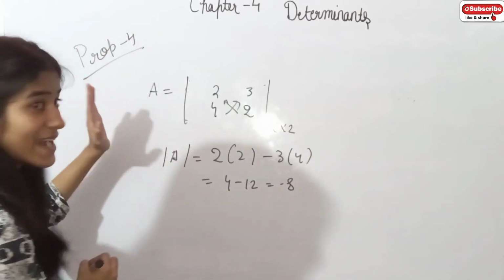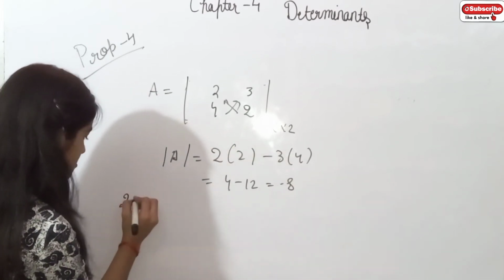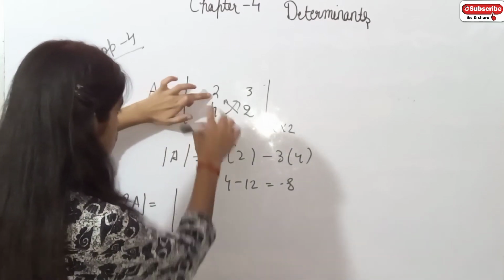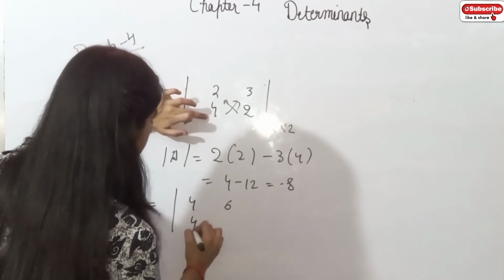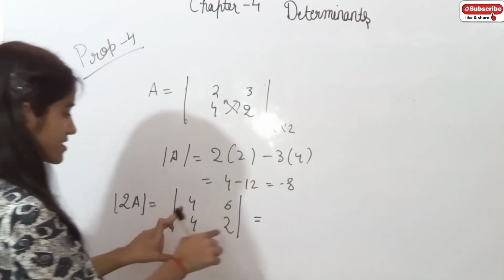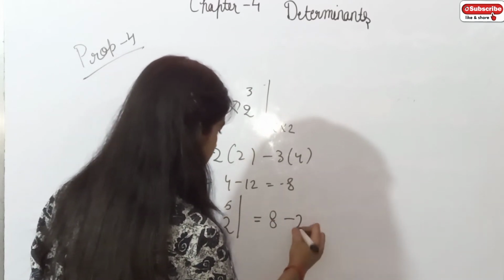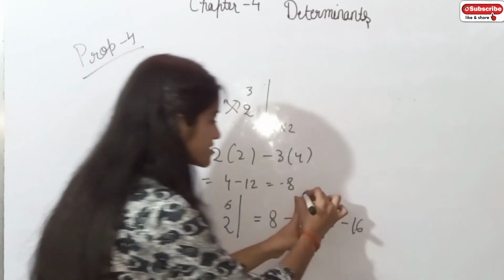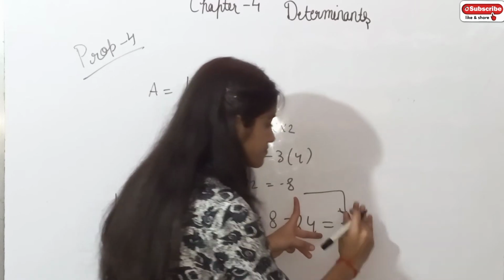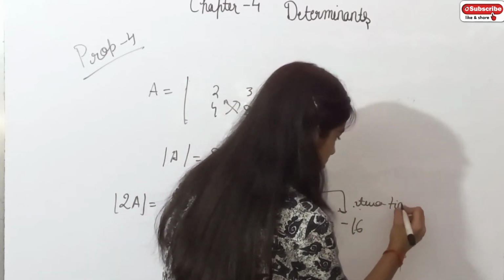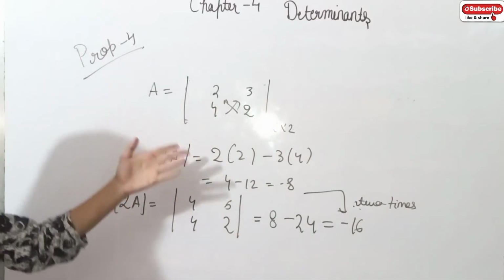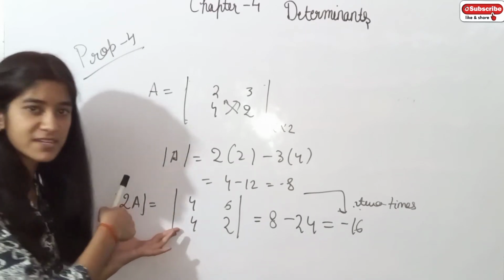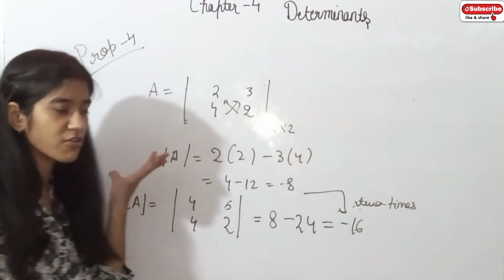Now multiply a scalar quantity in the determinant A, that is 2A. So 2 2s are 4, 2 3s are 6, and 4, 2. Now solve this: 4 2s are 8 minus 6 4s are 24, which is equal to minus 16. So what is the difference in these two values? This is 2 times. The value of determinant A and the value of determinant 2A, the value of determinant 2A is 2 times the value of determinant of A.